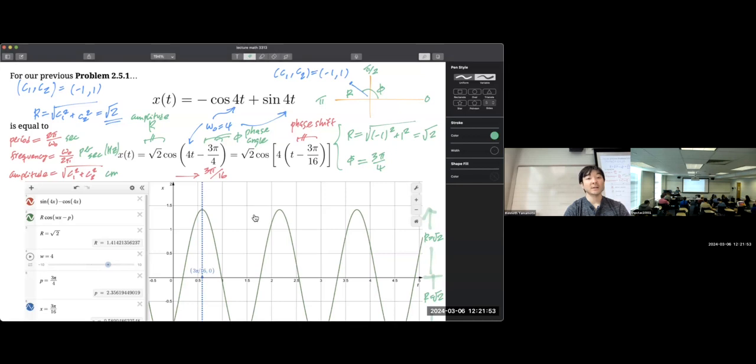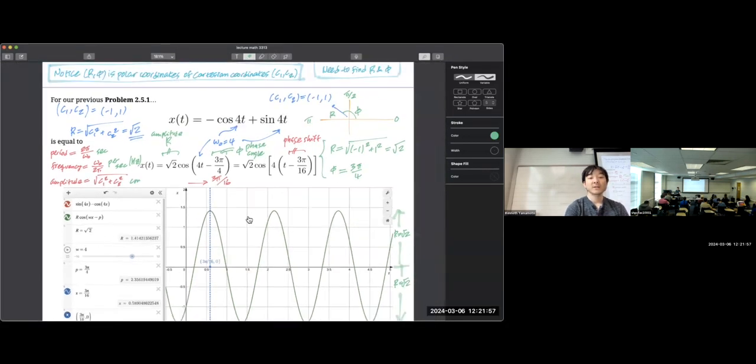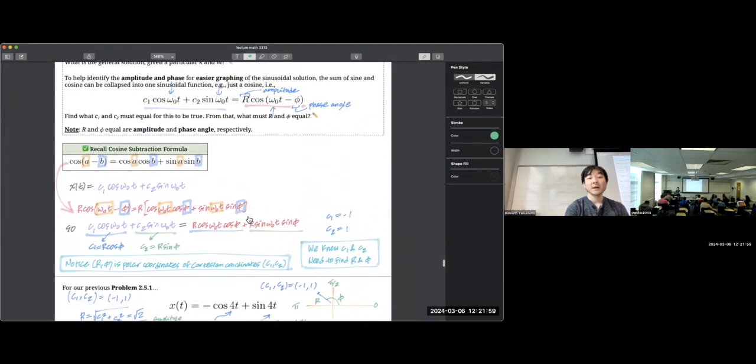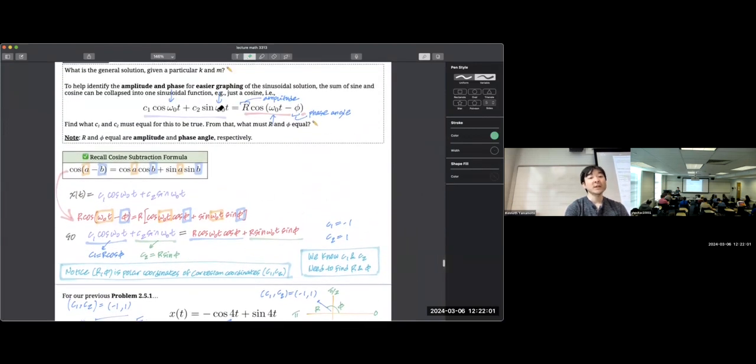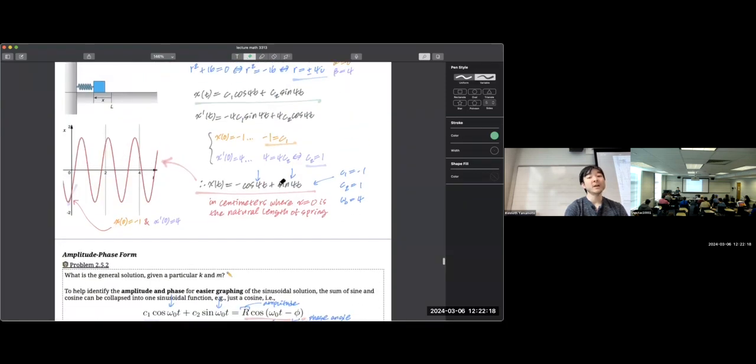Yeah, I think that's all I wanted to say about the amplitude phase form for now. It's just a way to rewrite something. You're usually going to get a solution of this form, because when you solve the characteristic equation for a homogeneous second order equation, you'll get two separate trig functions. But if you combine them into a single trig function, the benefit is that you can read off the amplitude and other things that you would not have been able to tell just by looking at this directly, like the amplitude of this is square root of 2.